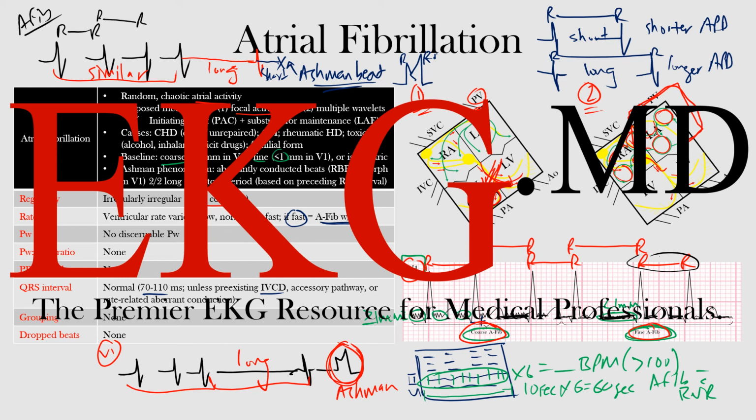In terms of Ashman phenomenon, we went over that. We had the aberrantly conducted beats with that right bundle branch block morphology, and that's due to that long refractory period we mentioned there. And it's based on the preceding R to R interval here that we mentioned.